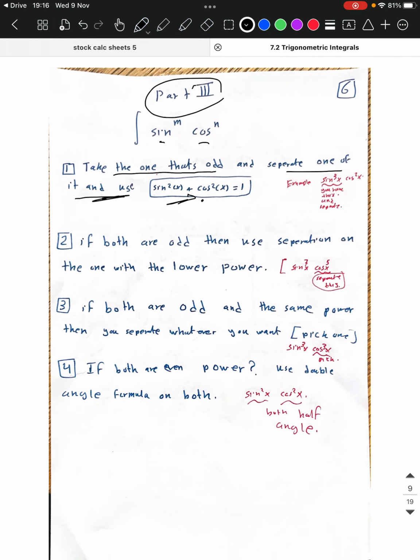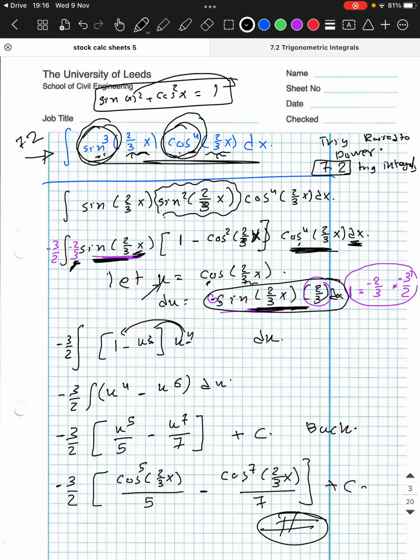We studied this in part 3, where if the power is even or odd, they each have their own cases. But in this case, you take the one that is odd, which is sine in our case, and you separate one and use the trigonometric identity, and afterwards use the right substitution.